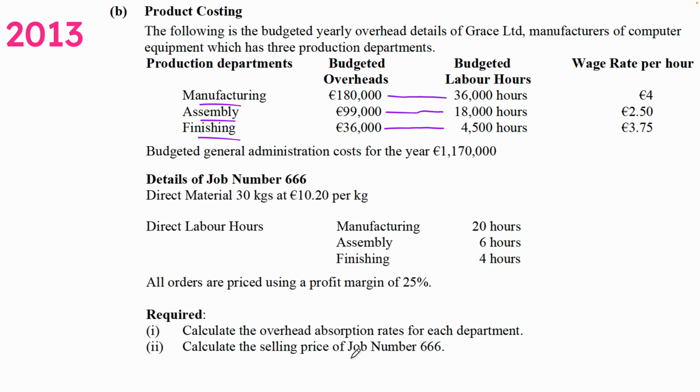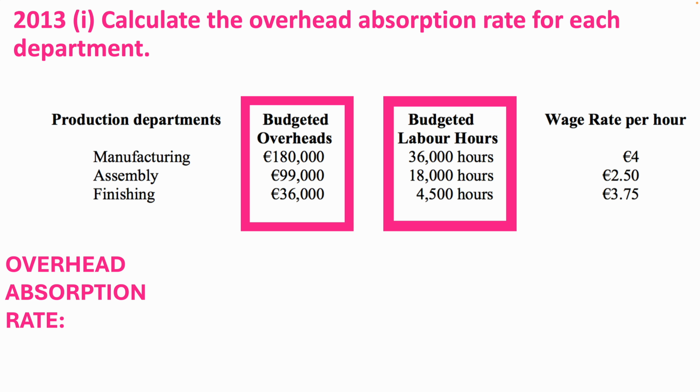So what is required? So part 1, calculate the overhead absorption rates for each department. So what that's looking for is basically just a per hour rate. So a rate per hour, okay? Now, all we're going to do is break down these budgeted overheads into a per hour basis. So all we're going to do here then is take the budgeted overheads and divide them by the amount of labour hours.